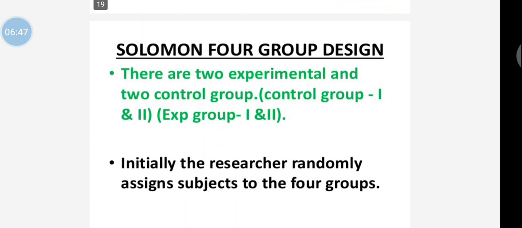Then Solomon four-group design. There are two experimental and two control groups: control group 1 and 2, experimental group 1 and 2.